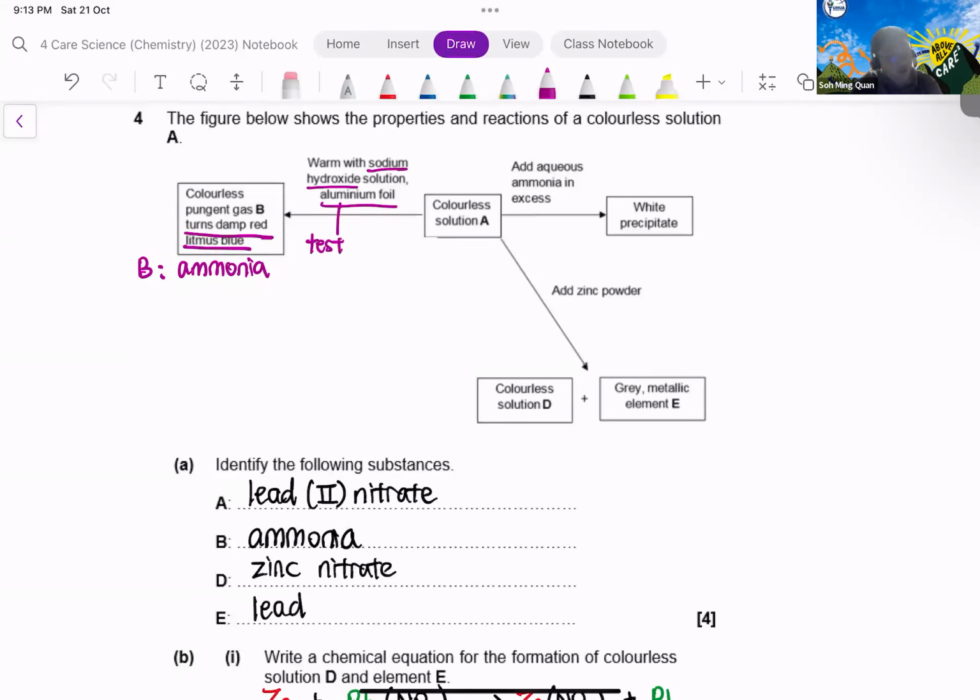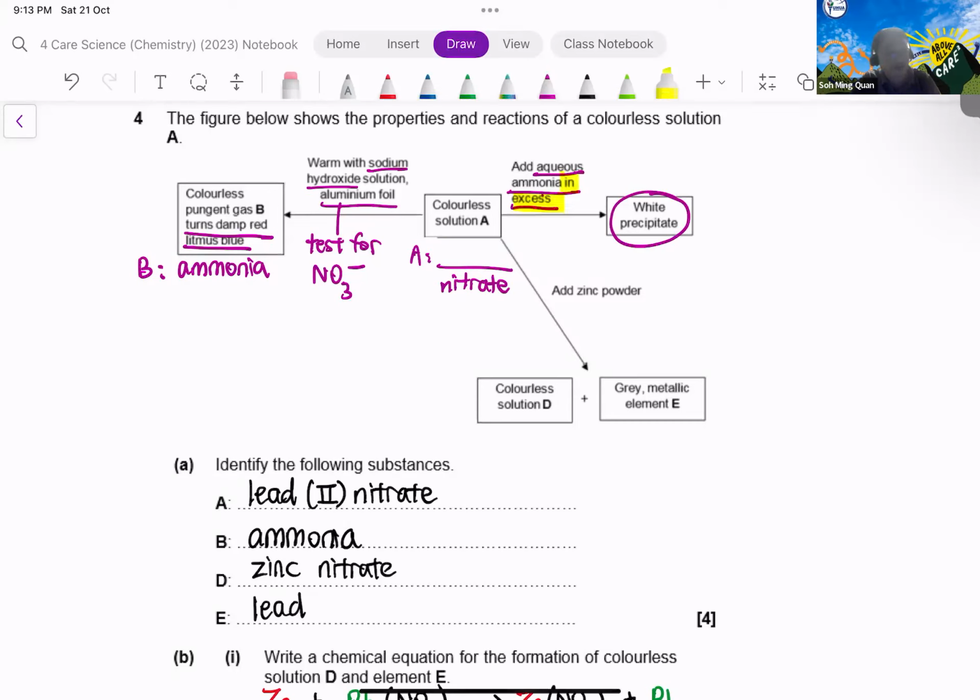Aluminium foil or aluminium powder is a test for nitrate. This means that A is some nitrate. What nitrate can it be? Well, let's look at the colors and the precipitates. A contains a nitrate and a metal. If I add aqueous ammonia in excess, it forms a white precipitate. Then you must be thinking, oh, but it can be zinc, right? Can be zinc nitrate, right? No, because it's in excess.